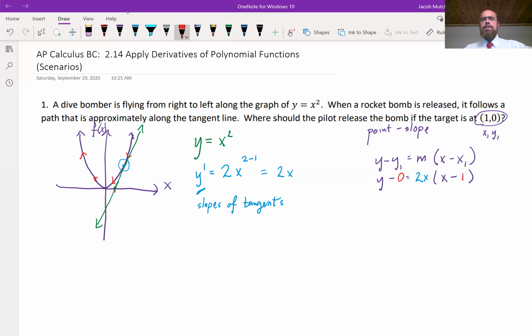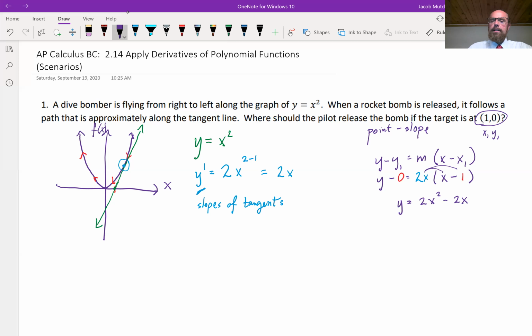And that I need to simplify. So I'm going to reduce that left side. y minus 0 is just y equals, and then I've got 2x times x minus 1. I'll distribute the 2x through, and that gives me 2x squared minus 2x. It doesn't look like much of a line equation right now. It looks like a quadratic. But again, what I'm really going after is the x value of this blue point.